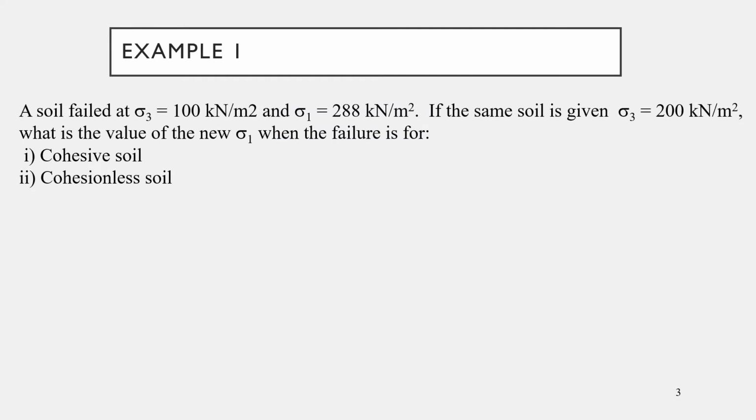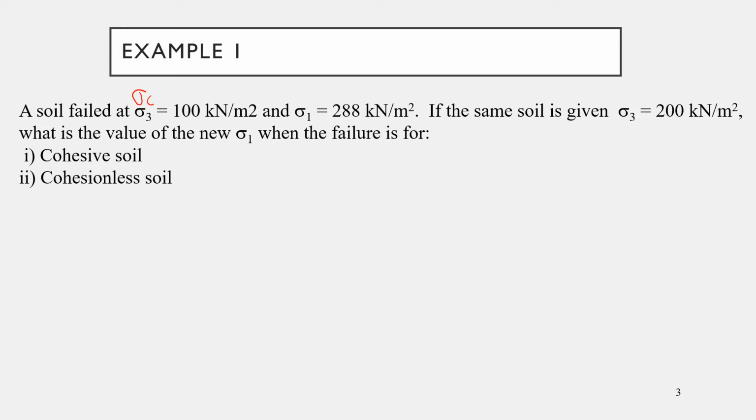Okay, let's look at the first example here. First of all, you need to understand the question. The question gives a soil failed at a minor principal stress, also known as confining pressure, denoted as sigma C, which is similar to sigma 3, the minor principal stress, also known as cell pressure or confining pressure, equal to 100 kilonewton per meter square, and sigma 1 equal to 288 kilonewton per meter square. So sigma 1 is the major principal stress.